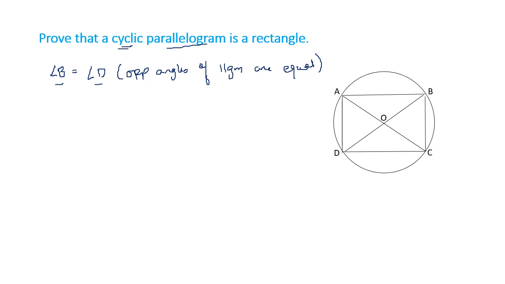But it is mentioned cyclic. Cyclic means opposite angles are supplementary. So angle B plus angle D equal to 180 degrees. But angle B equal to angle D. So I can write angle B plus angle B equal to 180 degrees. So twice angle B equal to 180 degrees, or angle B equal to 90 degrees. So I got this angle 90 degrees.